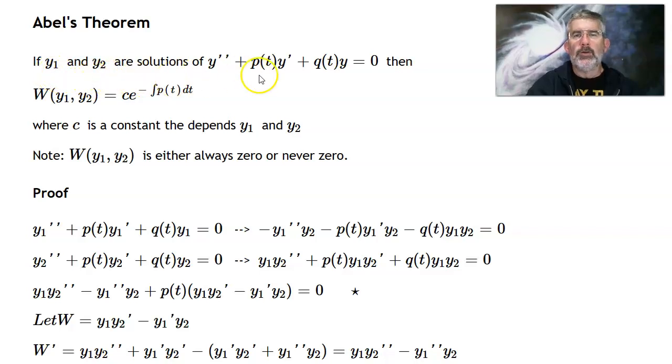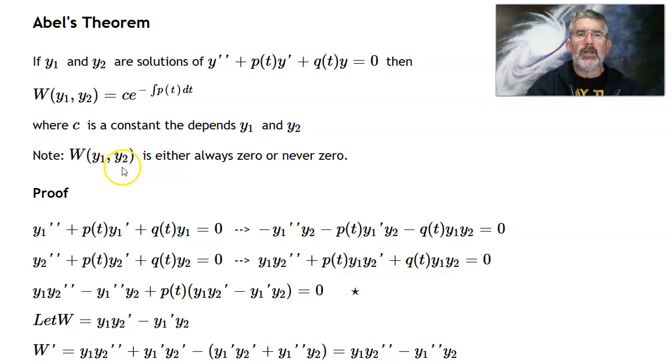So if y1 and y2 are solutions to this second-order homogeneous equation, then Abel tells us that the Wronskian of y1 and y2 can be calculated as a constant times e to the negative integral of p of t dt. That only depends on this right here. And that c depends potentially on y1 and y2, but it doesn't depend on anything else.